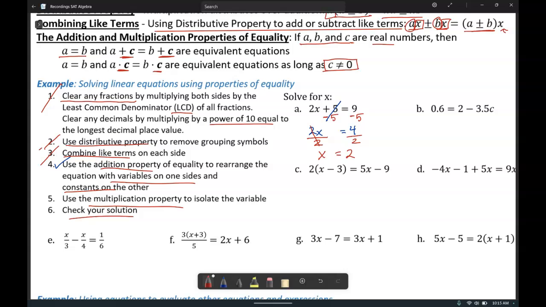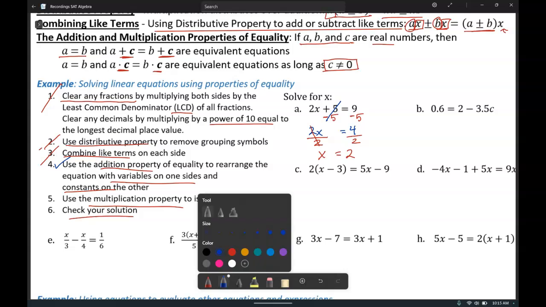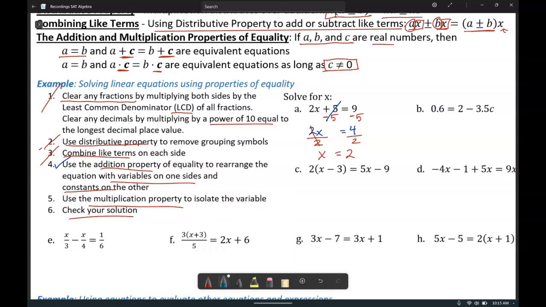Now, if you have time and you're working on the SAT, and again, you're racing the clock here, you can always check your answer. If you're unsure, you can substitute this value back in for your equation. And say, okay, I've got 2 times 2 plus 5, and let's see if that equals 9. Following our order of operations, we can simplify, and we see that, yes, this is indeed the correct answer.